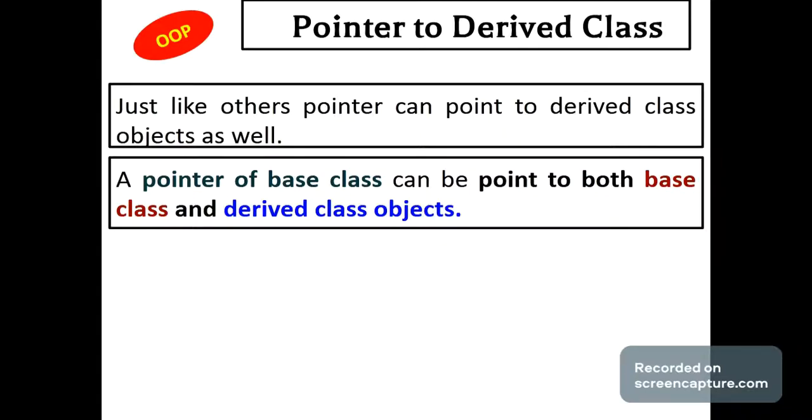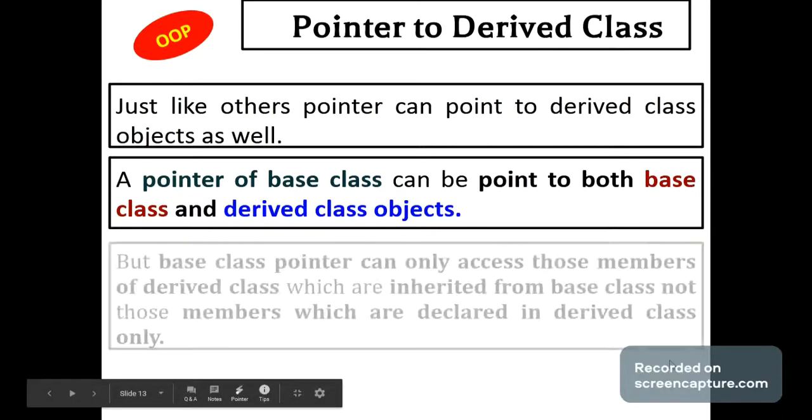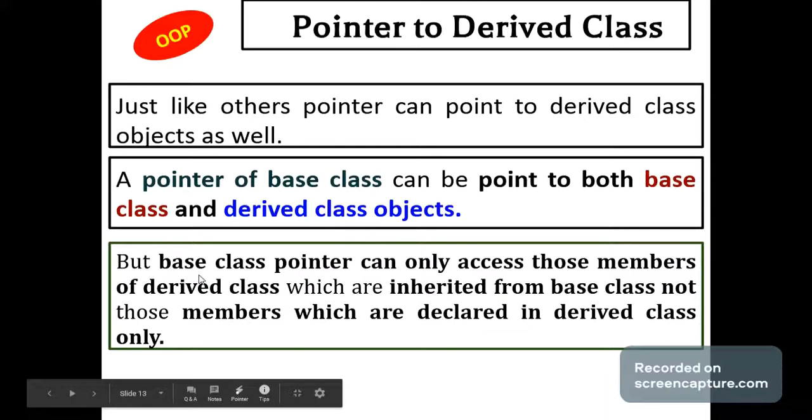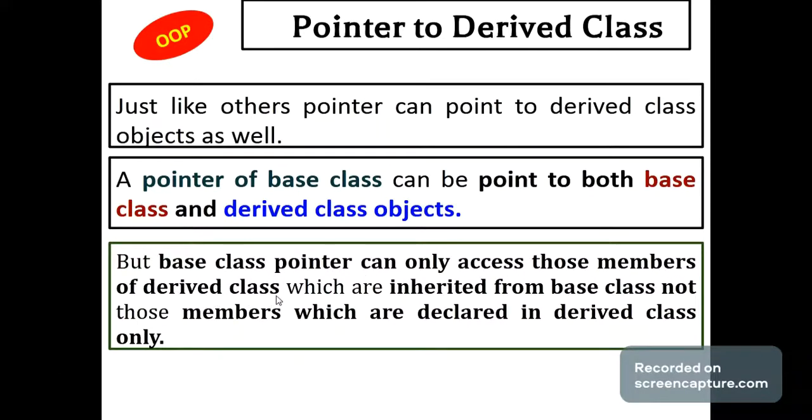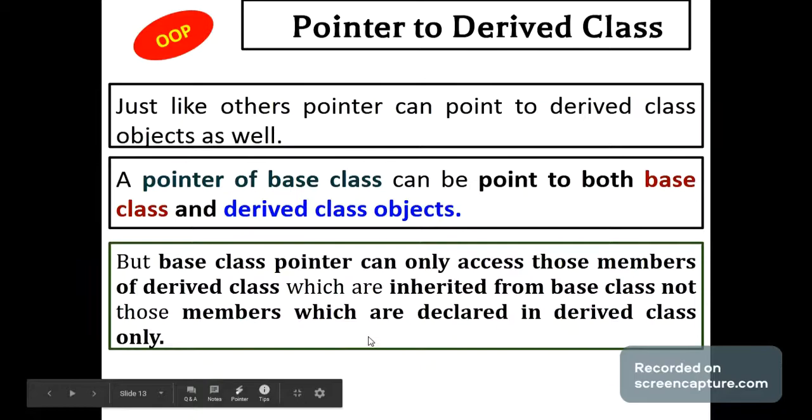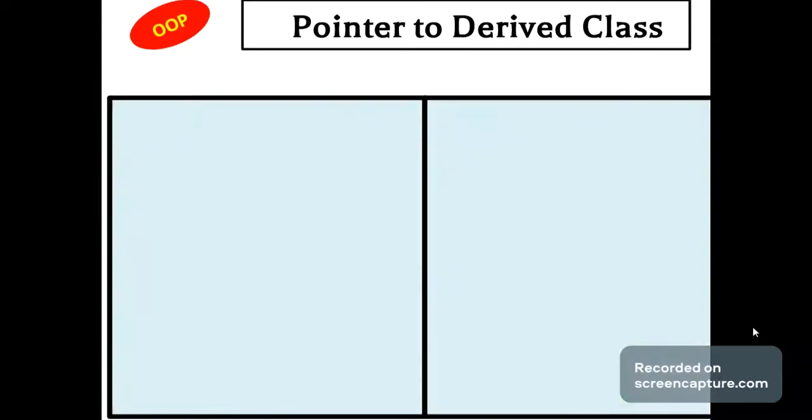which it owns. It can just access the members which it has shared with the derived class, and that is the next concept: the base class pointer can only access those members of the derived class which it has shared or which are inherited from the base class, but not those members which are declared in the derived class only.